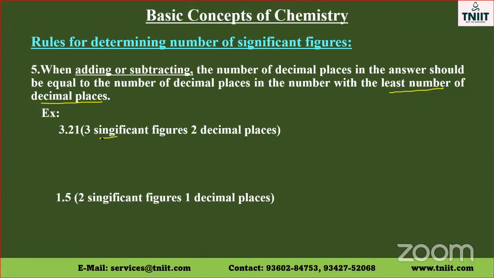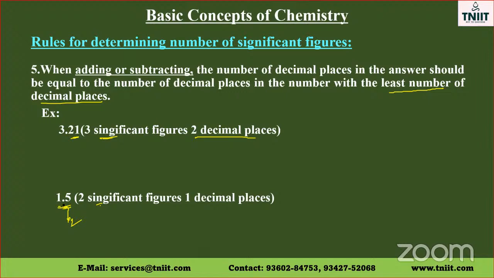So there's a spelling mistake here. That's okay. Now, when adding or subtracting, the number of decimal places in the answer should be equal to the number of decimal places in the number with the least number of decimal places. So here 3.21 has 3 significant figures with 2 decimal places. Now here we have 1.5. The number of significant figures is 2, with 1 decimal place.